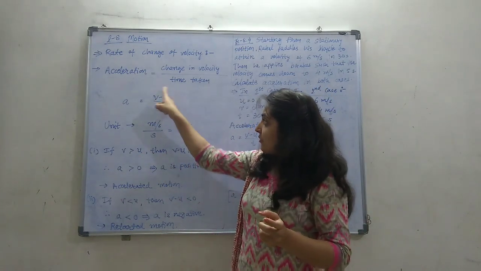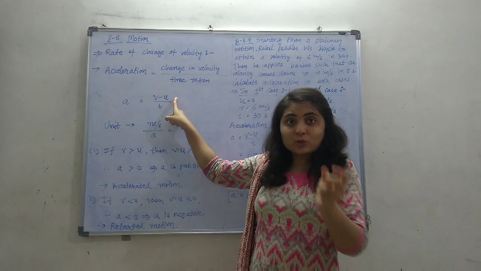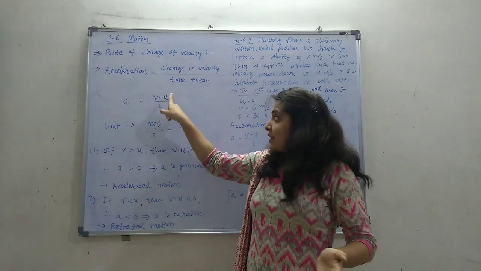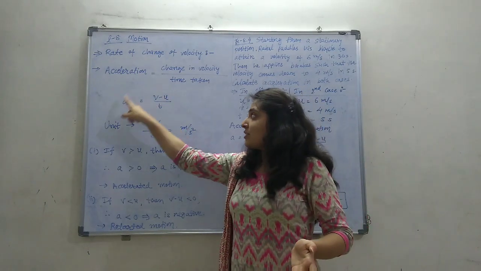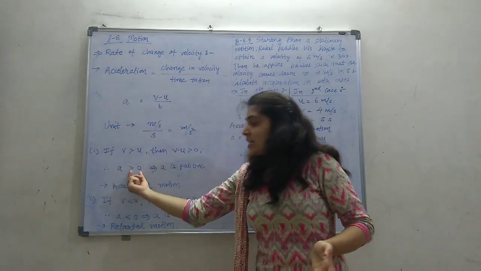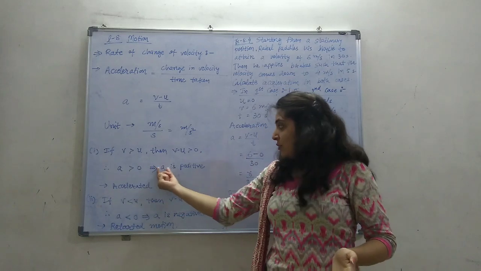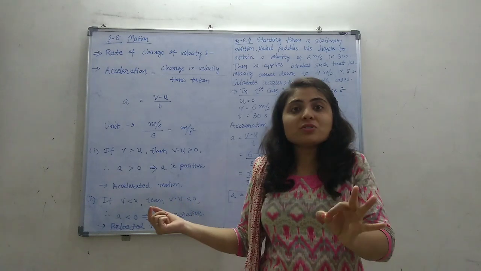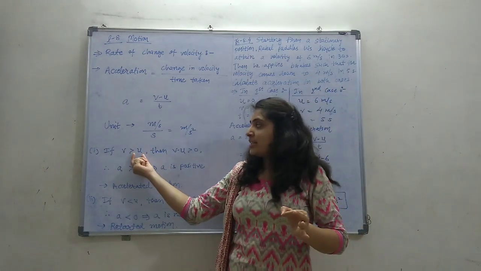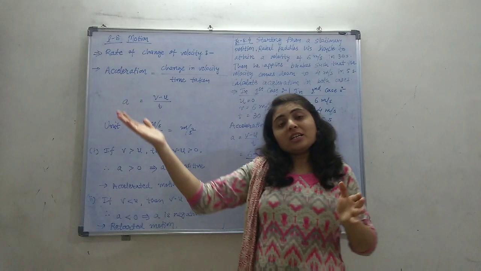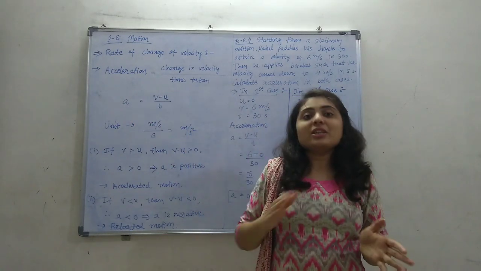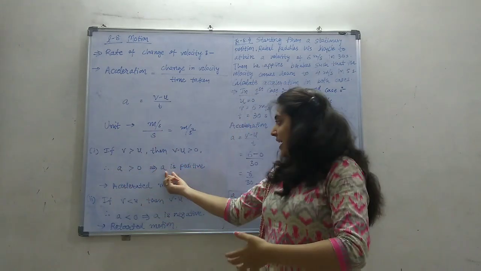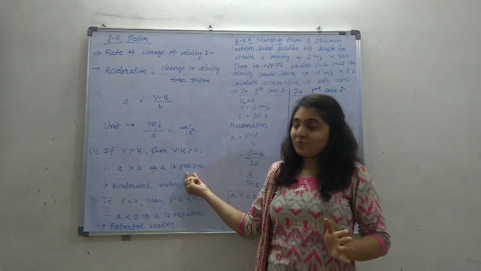And here, if the v minus u term is greater than 0, that means positive. And denominator time is always positive. Then positive upon positive, the answer will be positive. So a is greater than 0, which implies that a is positive. It means acceleration is positive when v is greater than u, when final velocity is greater than the initial velocity. So whenever the object velocity increases, acceleration becomes positive.